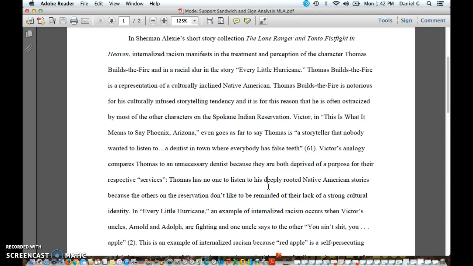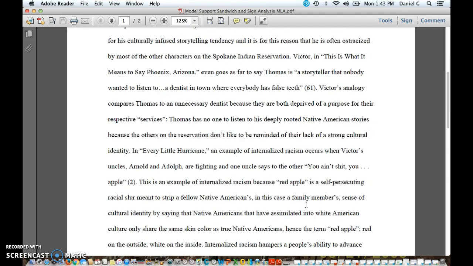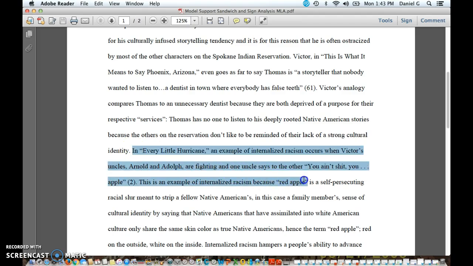Whereas the first support sandwich demonstrates internalized racism, the form of not accepting or having use for stories that continue to pass on Native American culture, the second support sandwich shows how internalized racism can be expressed aggressively by one Native American attacking another. And the second support sandwich begins about here, at this point, in Every Little Hurricane.